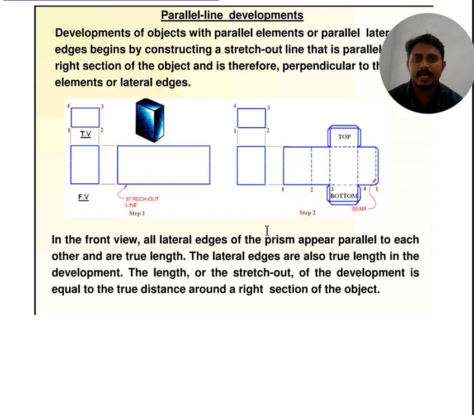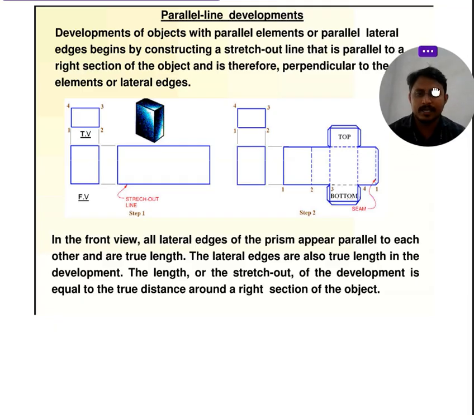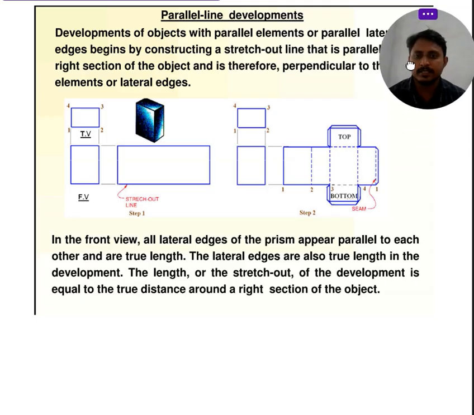See how to draw a parallel line development in a drawing sheet. For example, if you take a first one, a square shape, the development of the object: if the lateral edges are parallel, begin by constructing a stretch-out line parallel to the right section. So for example, how to draw a square shape on your drawing sheet.